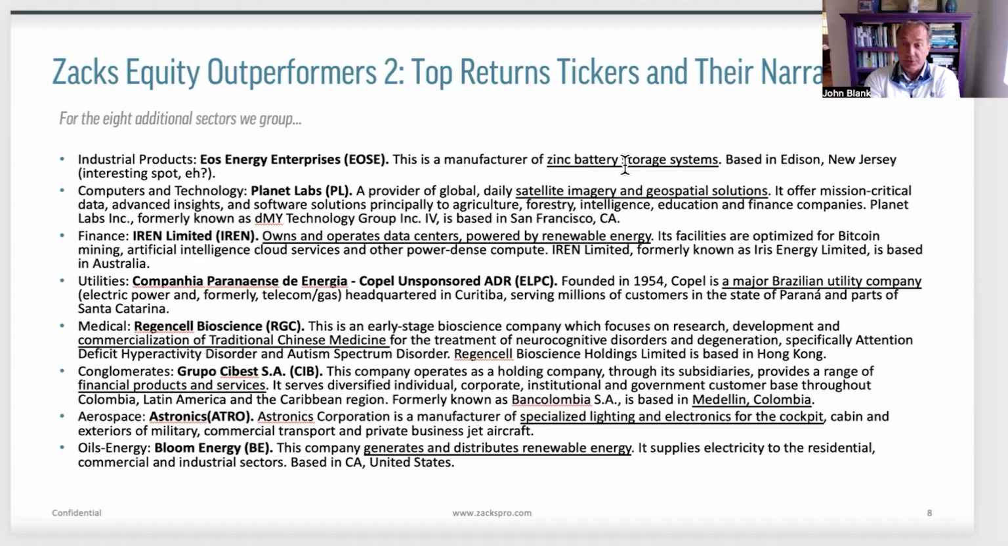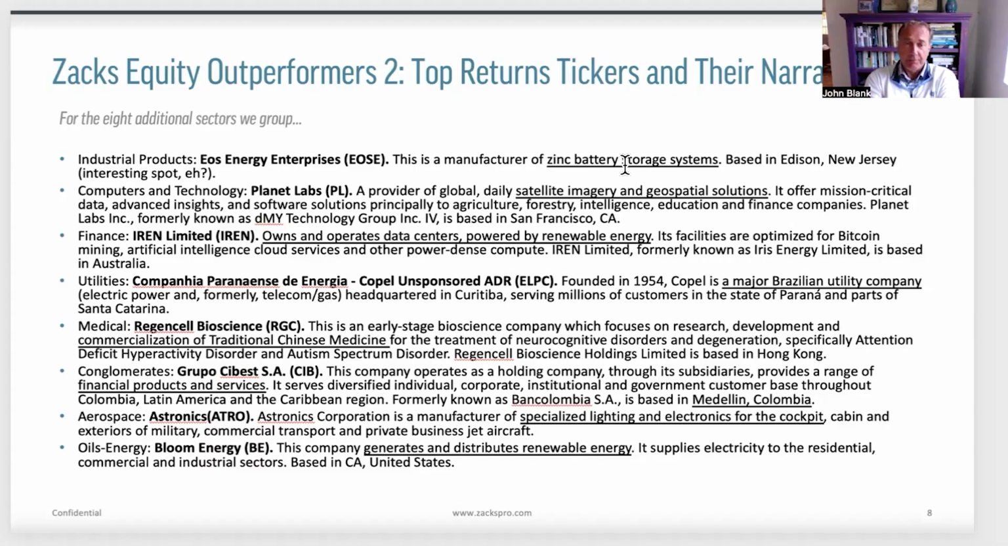And then this one is interesting. It's out of Australia. They have the renewable energy with data centers. That's the big link up that's really powerful. In utilities, think outside the box. Go down to Brazil. A major Brazilian utility company, Copel, based in the state of Paraná and parts of Santa Catarina, is really doing strong and doing well as a company and a stock.